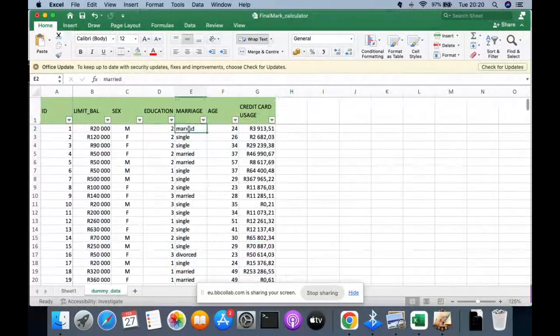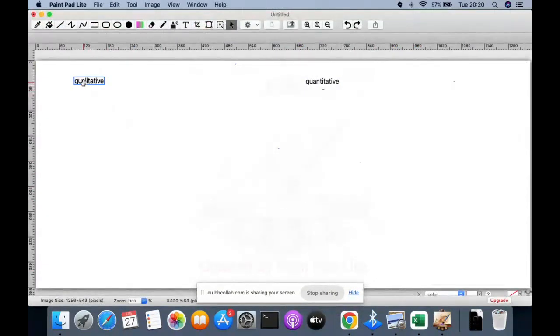Marriage is another example of categorical, so that's qualitative as well. Coming back to this part here, as I mentioned, you get qualitative, which is another name for categorical. Under qualitative, there are two types of categorical variables you can have. You can have nominal, and I'll explain what that means in a second, and you can have ordinal.